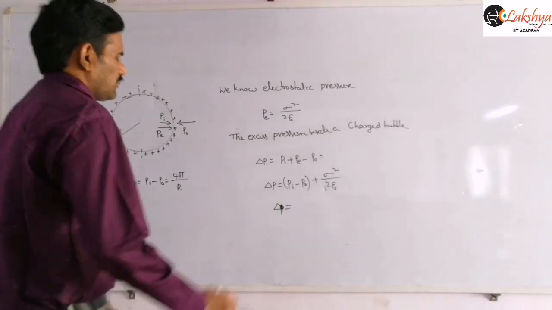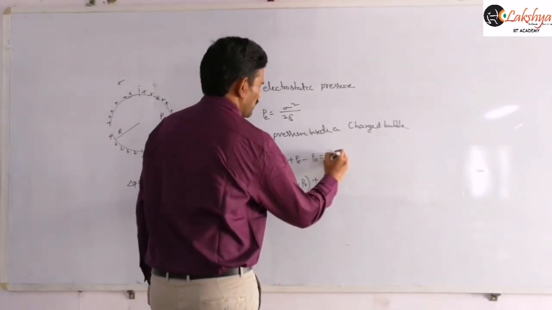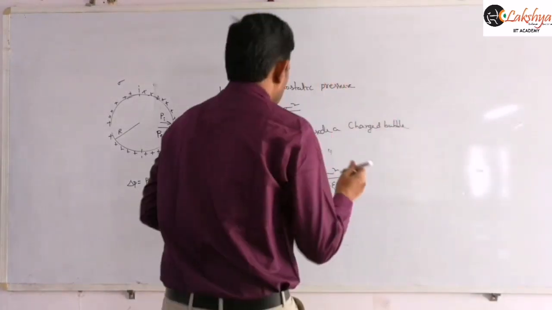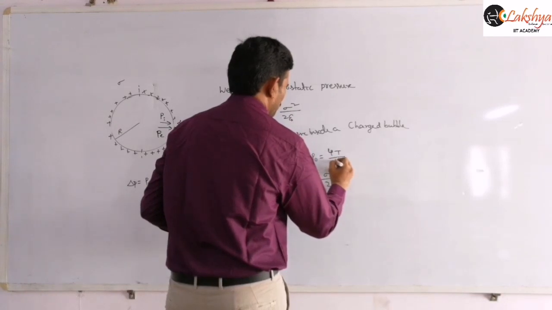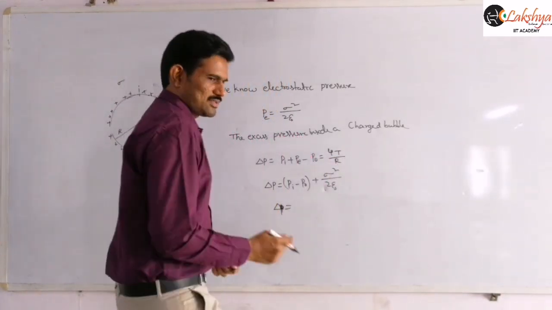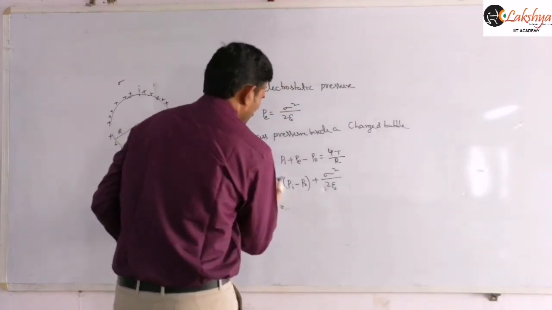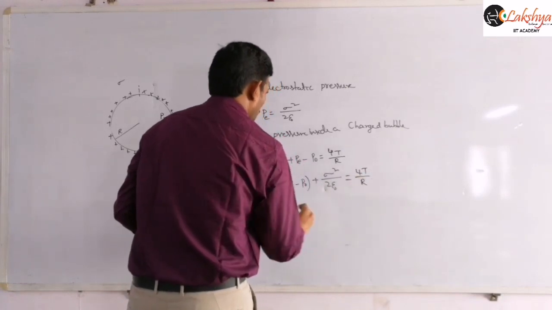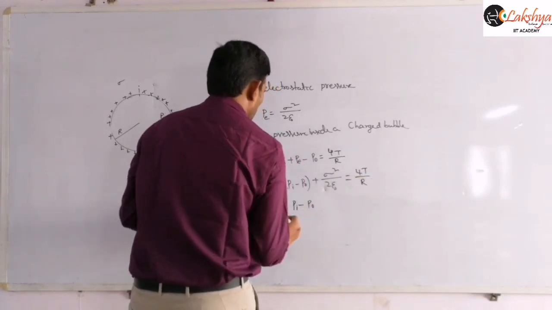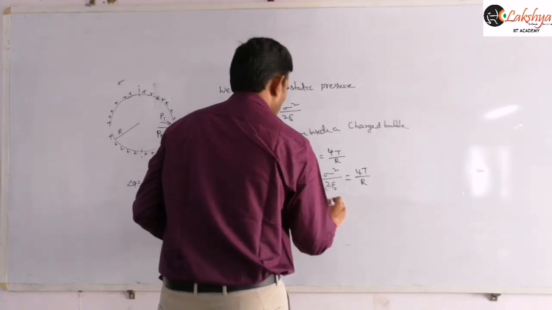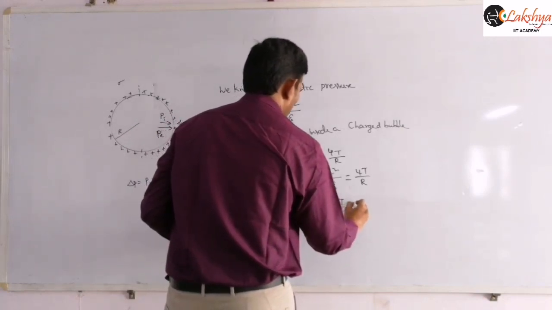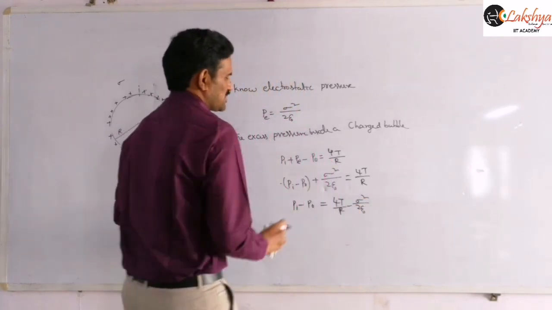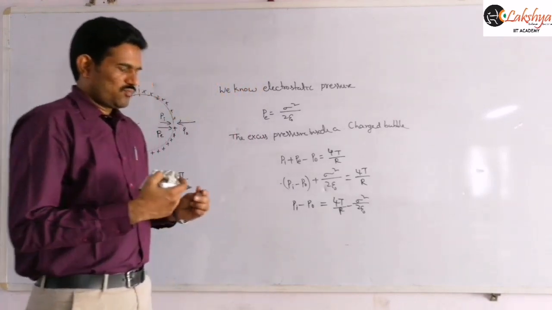So in this you can write this excess pressure as 4T by R. So this term will be 4T by R. And now if I want to write the resultant excess pressure, then Pi minus P naught is equal to 4T by R minus sigma square by 2 epsilon naught, right? Now this will be the resultant excess pressure for us when we are charging this bubble.